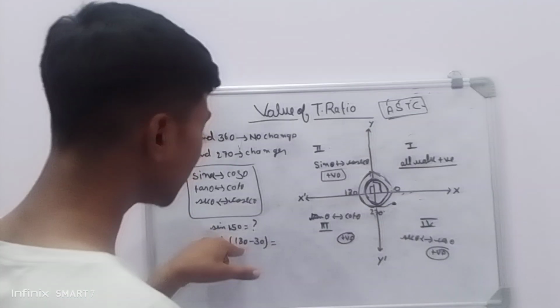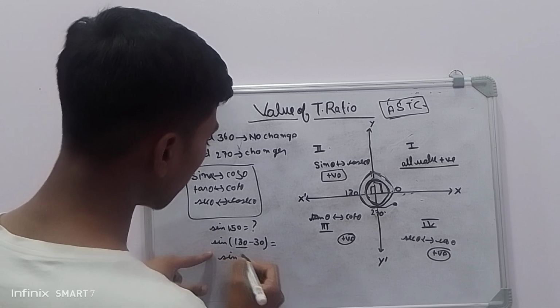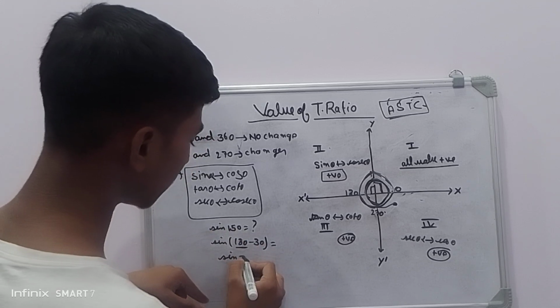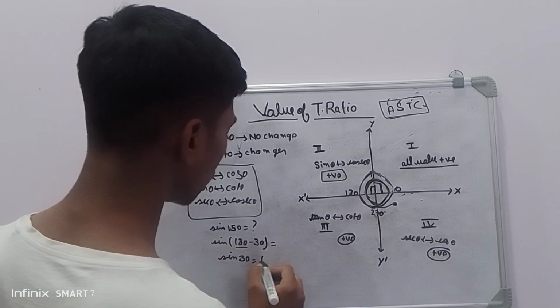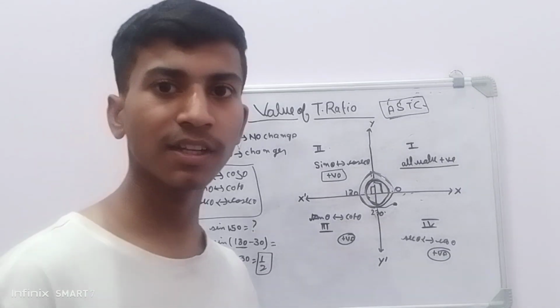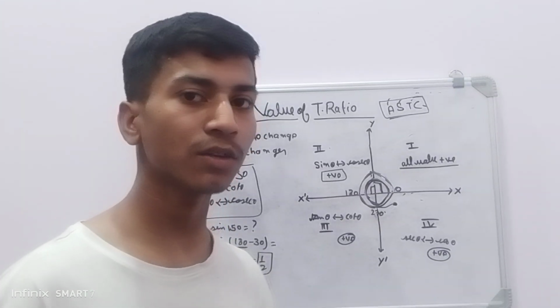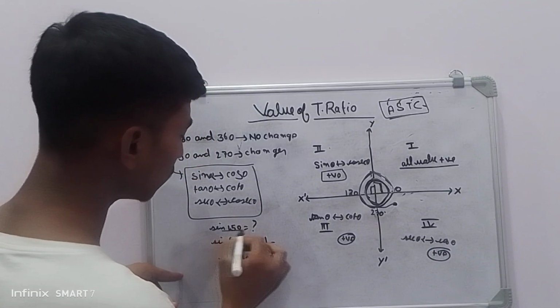As I said, in the 180 there is no change, meaning sine remains sine, and this 30 is written as 30, and the value of sine 30 is equal to 1 by 2. As you know from class 10 trigonometry, sine 30 is equal to 1 by 2. Is this positive or negative? So get the sine 150.